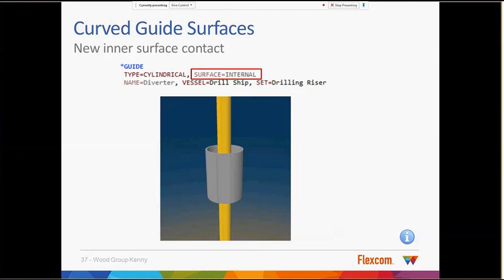The problem with those up to now has been that you can only model contact with the convex surface, or the outer surface. So in Flexcom 8.4, we've added an option for the contact with the inner surface also. This might help you to model things like chutes, or say in this example, a diverter housing on a drilling riser.